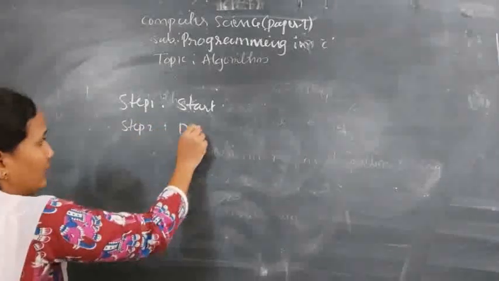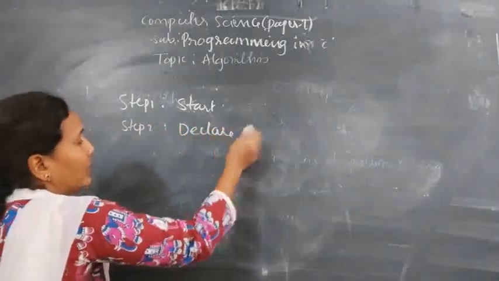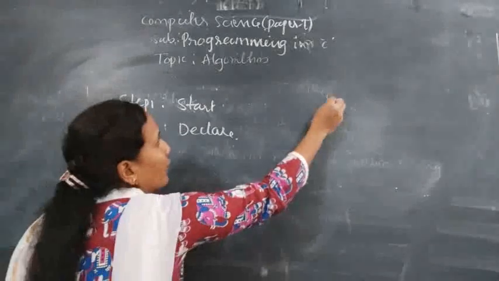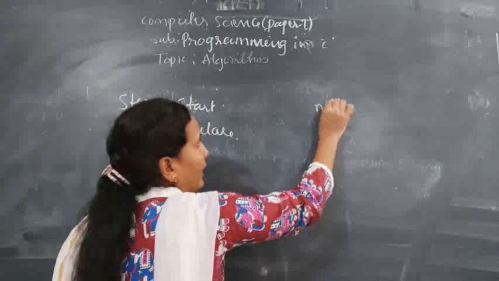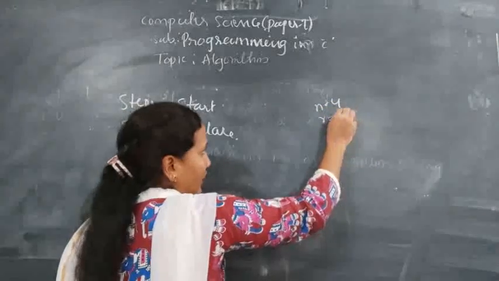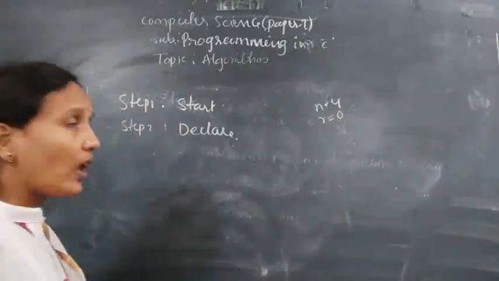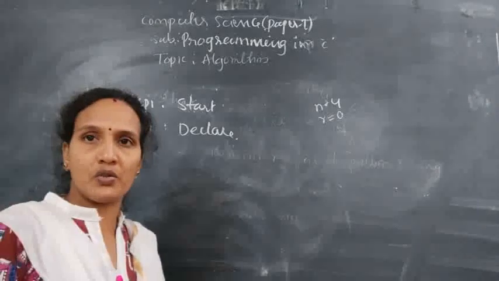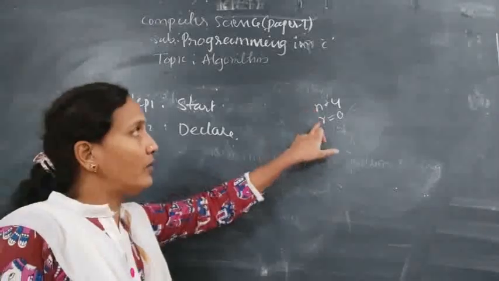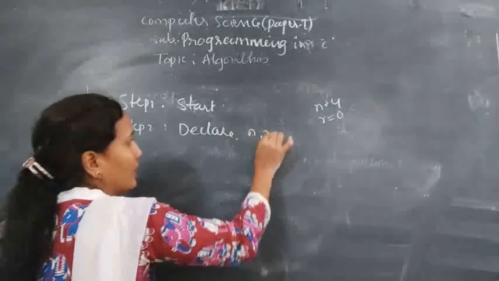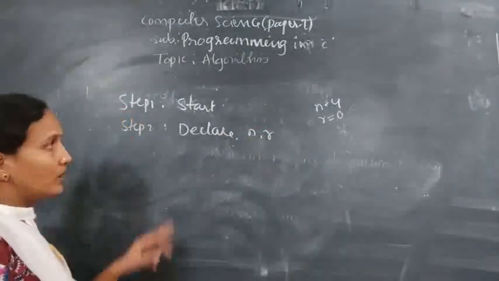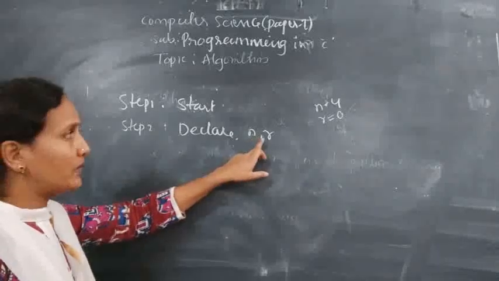Declare variable. Declare the variable. In our example, 4 is a number, so n equals 4, and r equals remainder. Whatever remainder you get from that division will be stored in r. So I am taking 2 variables. Declare n, r. This is for the number and this is for the remainder.